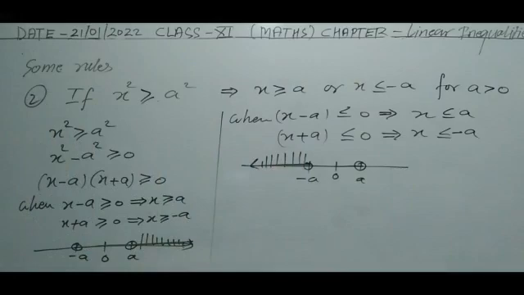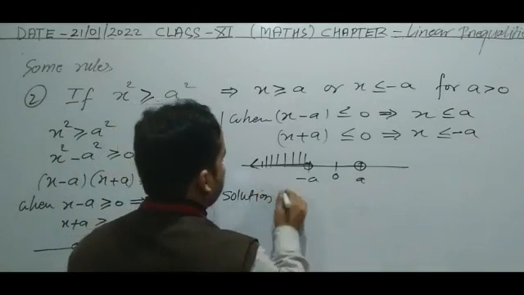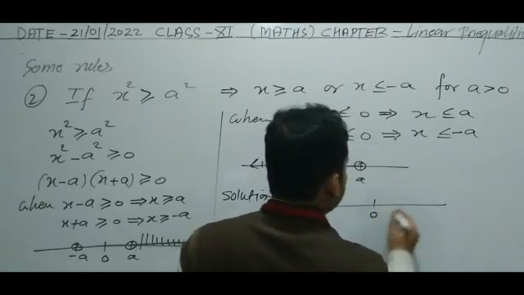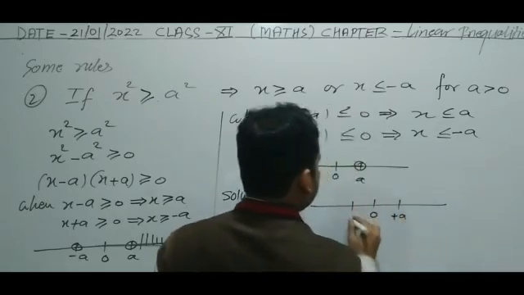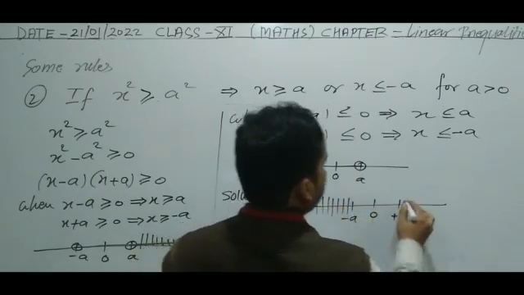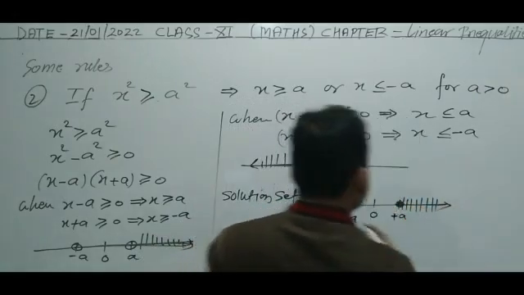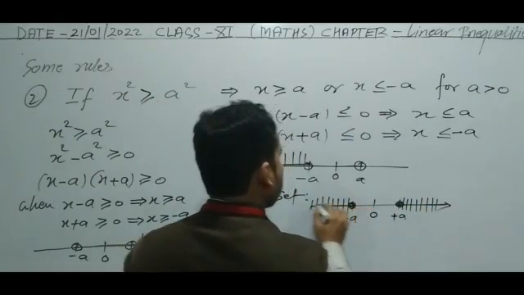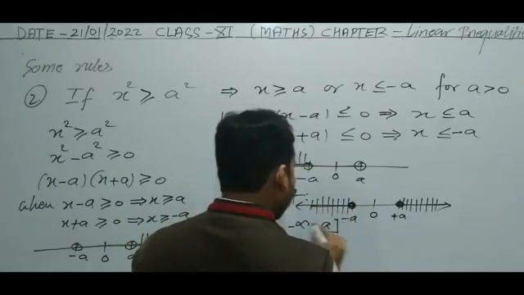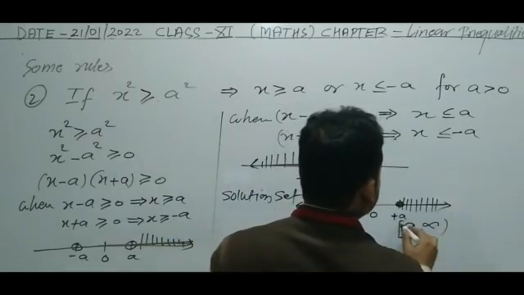Now what will be the solution set? The solution set will be, this is 0, this is plus a, this is minus a. The solution set will be minus infinity to minus a and plus a to infinity in open interval.